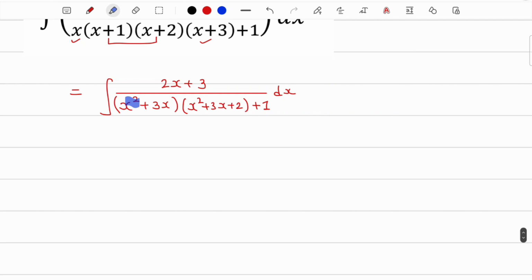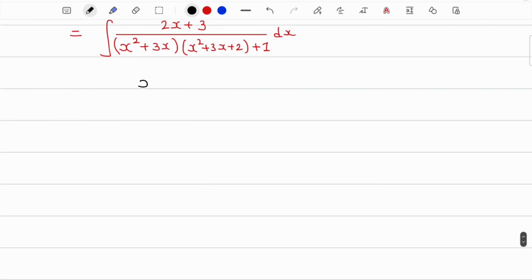Now we are going to take this x square plus 3x equal to t, right? So taking x square plus 3x equal to t, now differentiating both sides, what do we get? Differentiation of x square is 2x, differentiation of 3x is 3. So (2x plus 3) dx equal to dt.